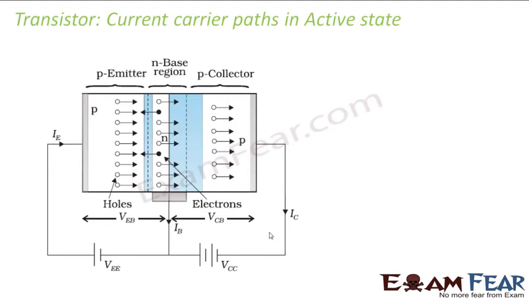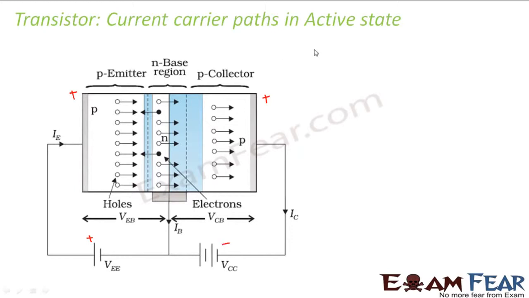Okay, so now let us look at this PNP transistor where the emitter is P. That means in the emitter region the majority carriers are holes. Since we are discussing the active state of a transistor, the emitter base region is forward biased. If you see, positive is connected to positive, and the base collector region is reverse biased. This positive is connected to this negative. So now the transistor is in the active state.